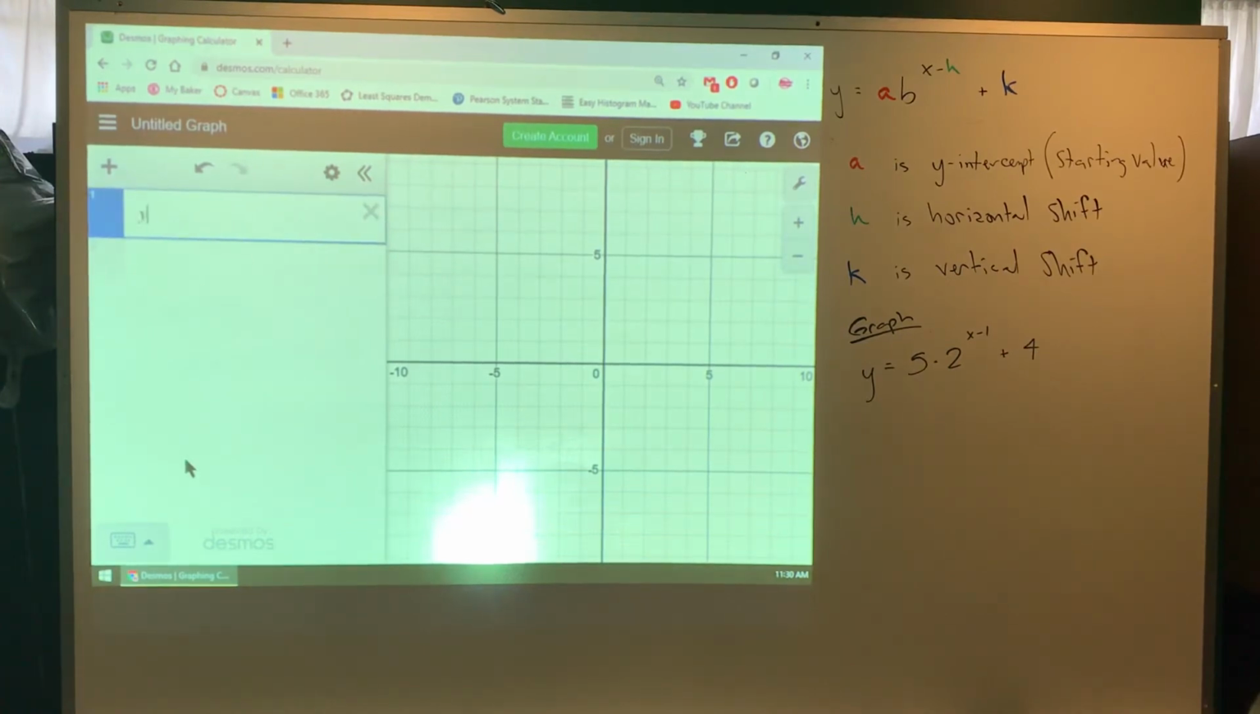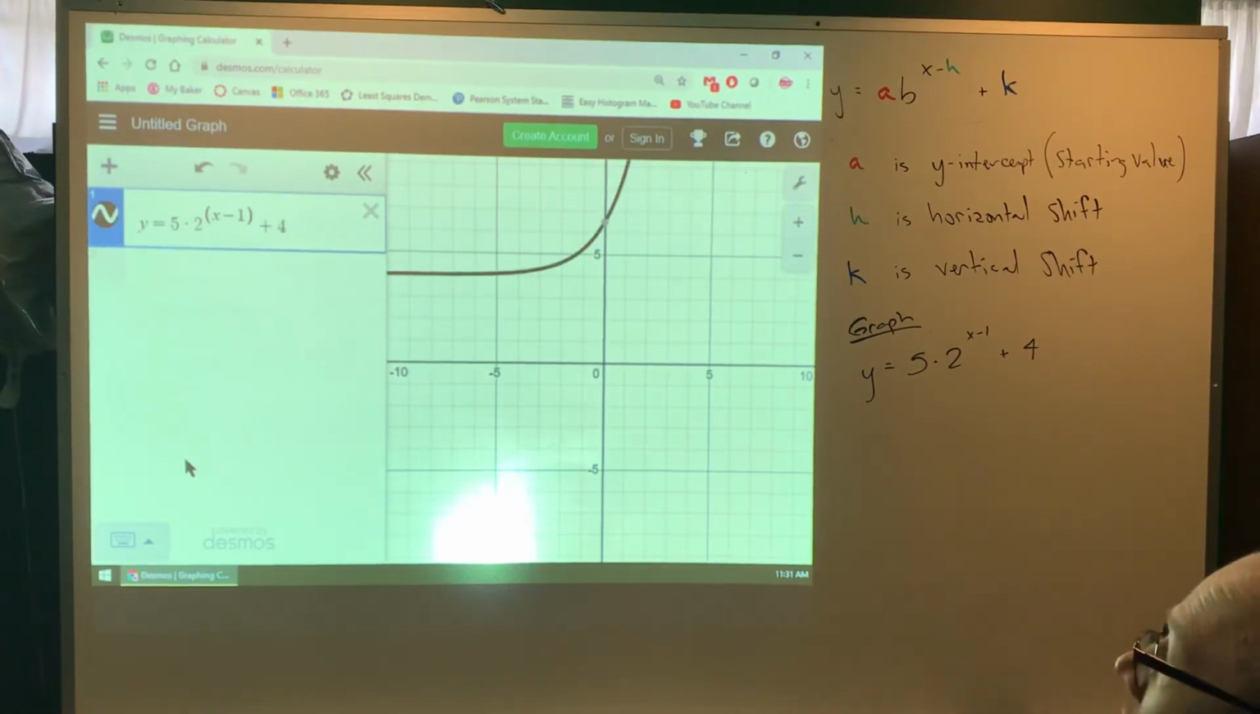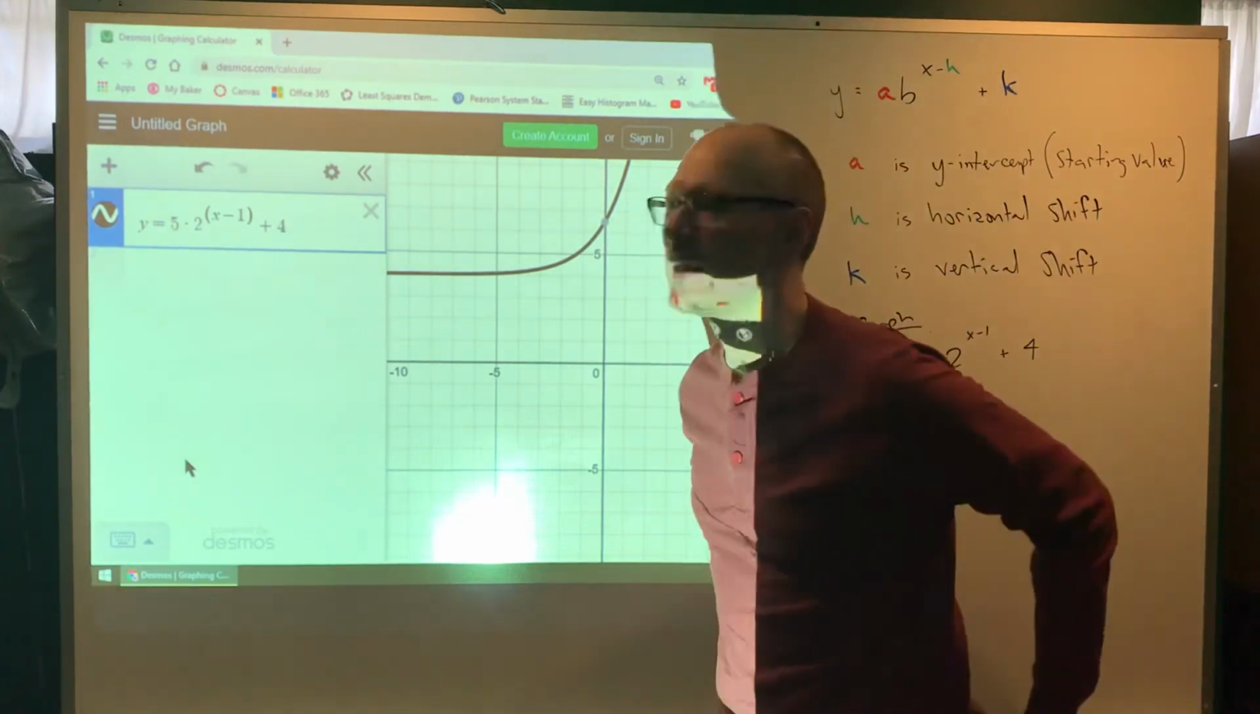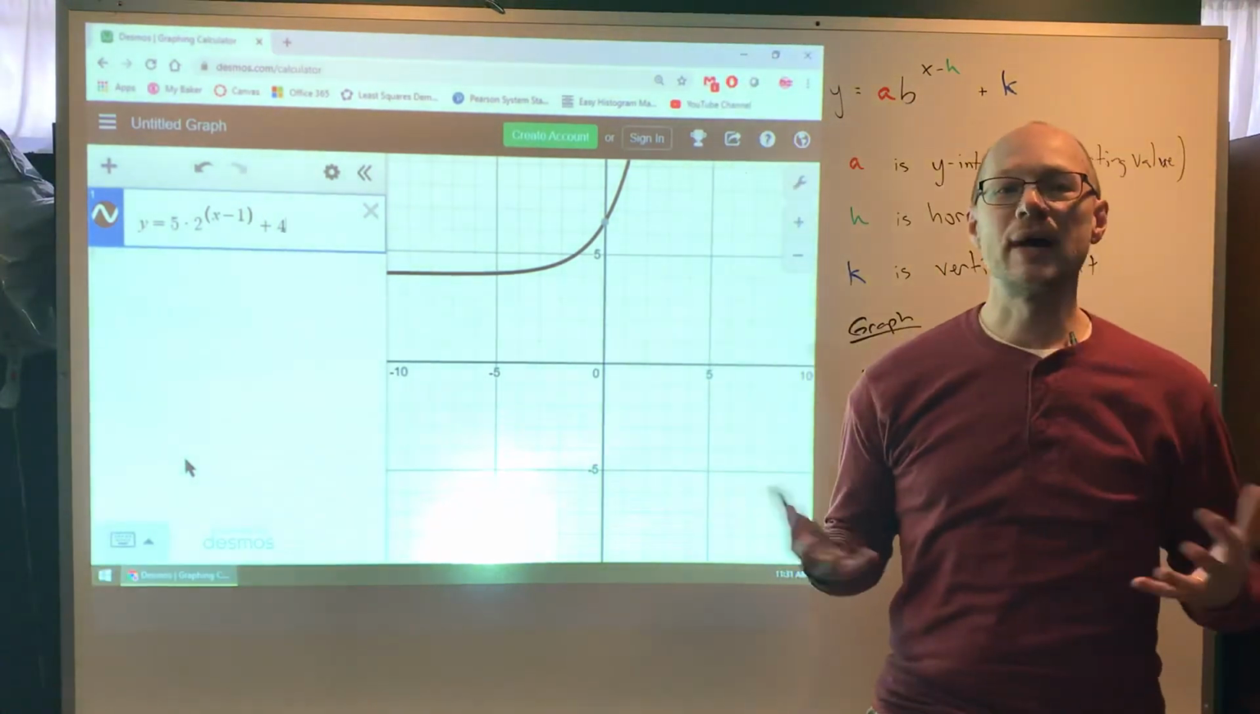We could just graph y equals 5 times. By the way, to do the times, I'm doing Shift 8 as an asterisk. And then 2 raised to the, and I found that you need to put parentheses to keep this value up here. x minus 1, close your parentheses, and then arrow over to the right to move out of the exponent and do a plus 4, and then we have our graph just like that. There's all kinds of different things we could do with these graphs.